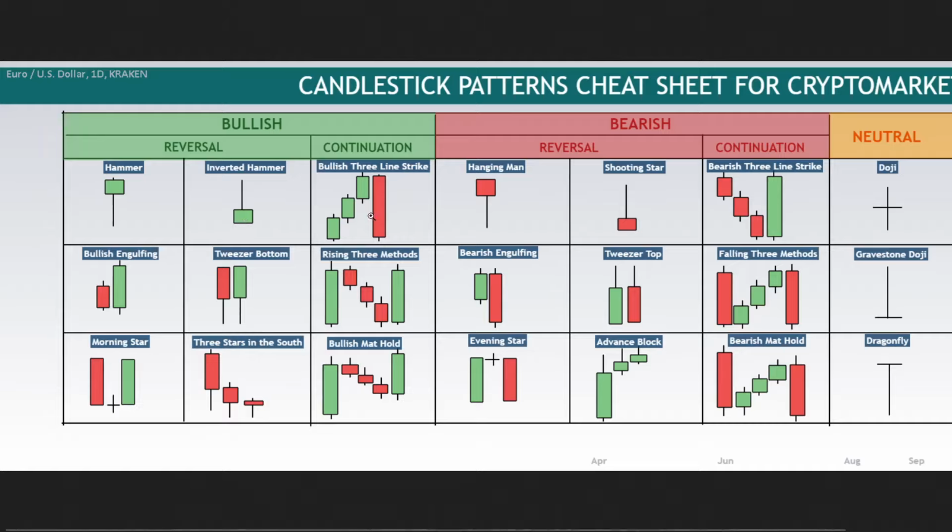That's the key. Now, here we have a continuation pattern where you have a series of higher highs and higher lows. And then when it comes all the way down here, it puts in a higher low. That's also another good buying opportunity. Now, again, here's that engulfing where you put in a lower low, and then she just swallows the previous candle and shoots right on up here. Very nice.